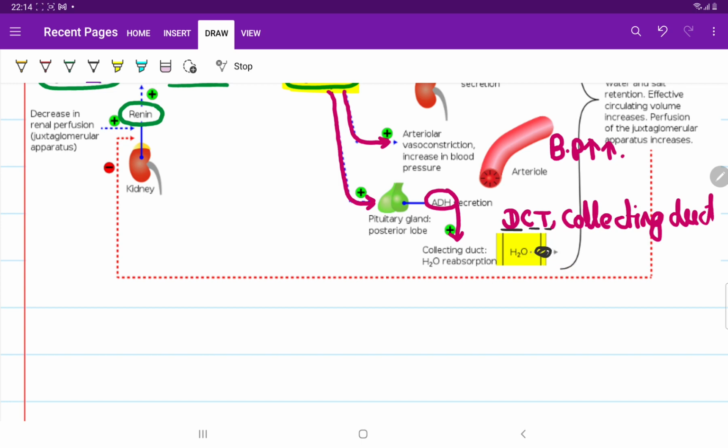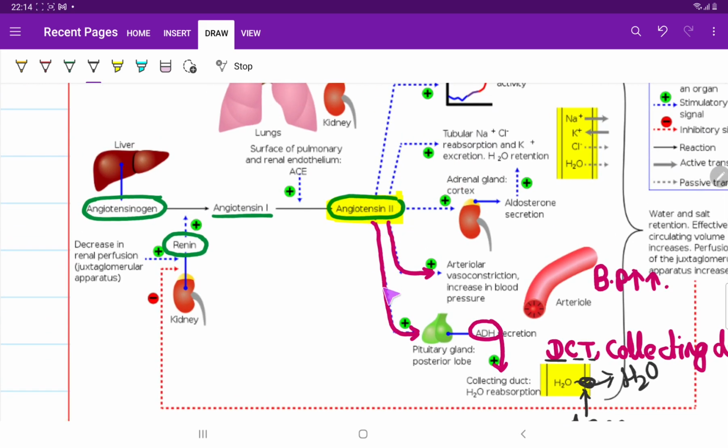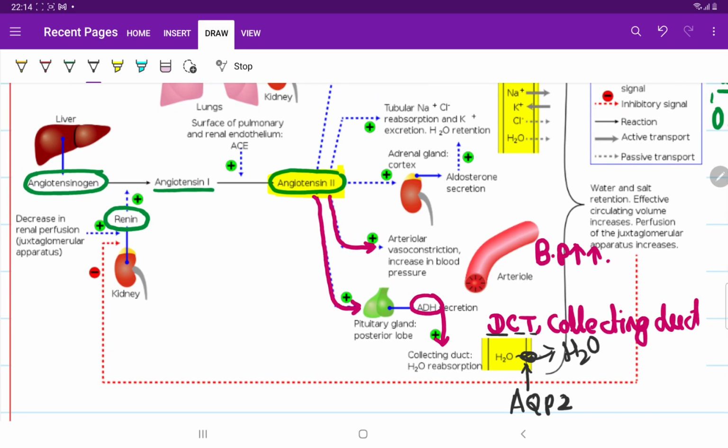Actually, in this distal convoluted tubule, one specialized type of channel protein is present, called aquaporin 2. Antidiuretic hormone causes absorption of water through this aquaporin protein only, right? So our angiotensin second causes secretion of antidiuretic hormone, and that causes absorption of water. And when more water is absorbed, it is added into our body fluid, and when it is added into the circulating volume, blood pressure is going to increase.